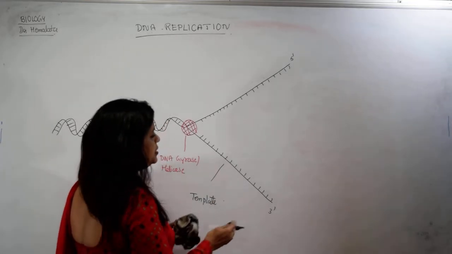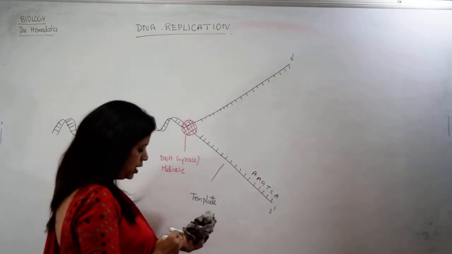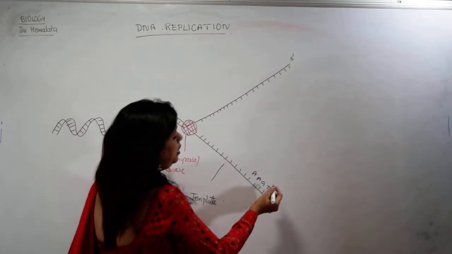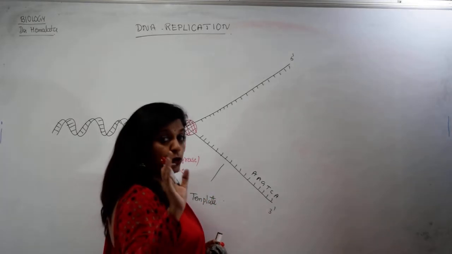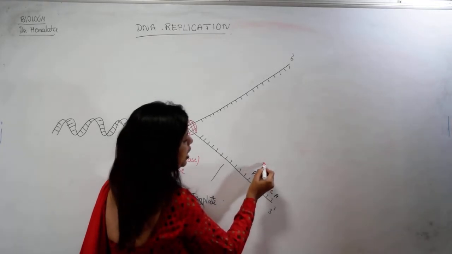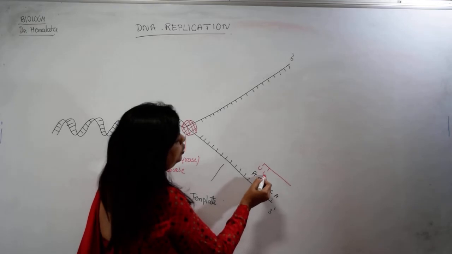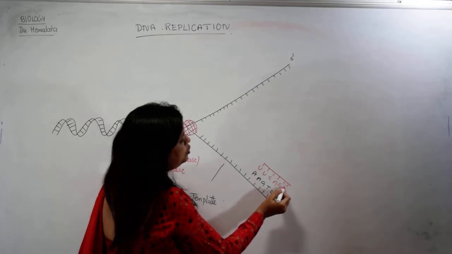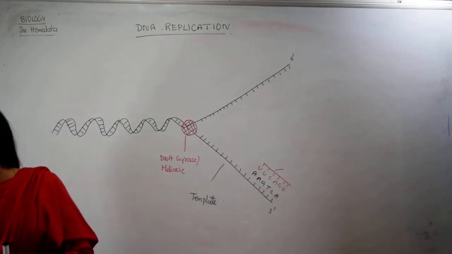Suppose on the template strand you have A, C, T, G, A, A. Imagine this is the template strand of nitrogen bases. Then what is the complementary strand, or the RNA, which will start? DNA will start replication with the help of RNA, remember, to begin with. So the RNA which starts here will have complementary bases. For A, it will have U, because it is RNA, I told you. For G, it is C. For T, it is A. For C, it is G. For A, it is U. This is a small strand of RNA which is beginning the process of replication.